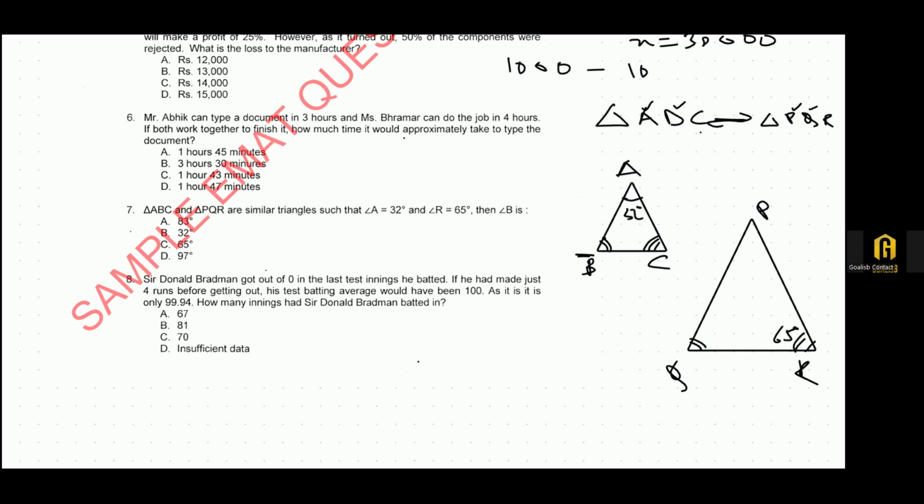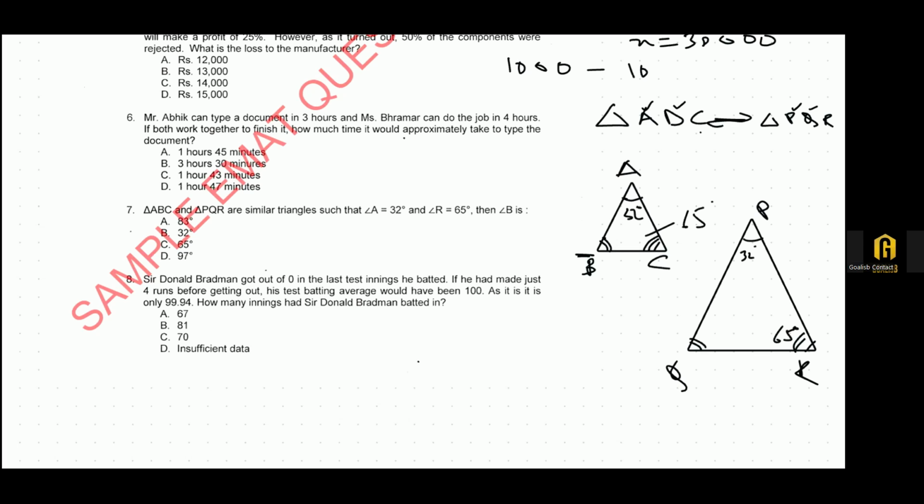So here we see that if the triangles are similar, they have already given it. So this angle will be 32 degrees. This angle will be 65 degrees. So in this triangle we already have two angles, one is 32 degrees, another one is 65 degrees. So we need to find the third angle.